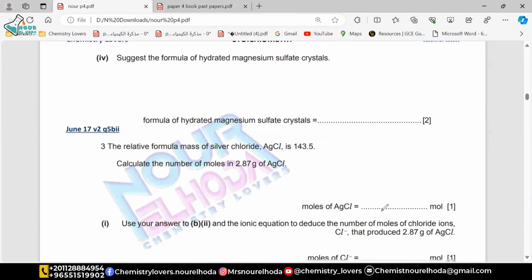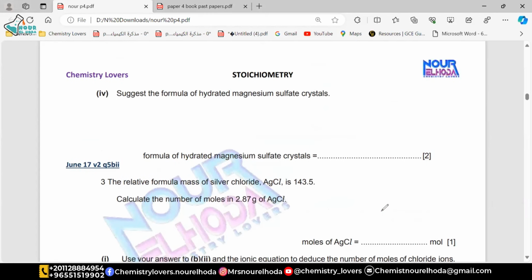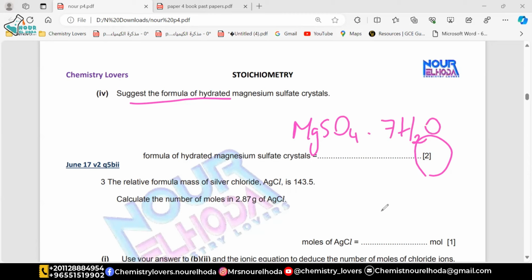Let's continue. Oh, you see? Now he wrote it. Well, this is again 2 marks. Can you imagine? It's a 2-mark question for nothing. We didn't do anything, just write magnesium sulfate dot 7 water because we found the ratio is 1 to 7. This is 2 marks. But why did I put it 1 to 7? Because here it's supposed to be 1, and here it's supposed to be 7.